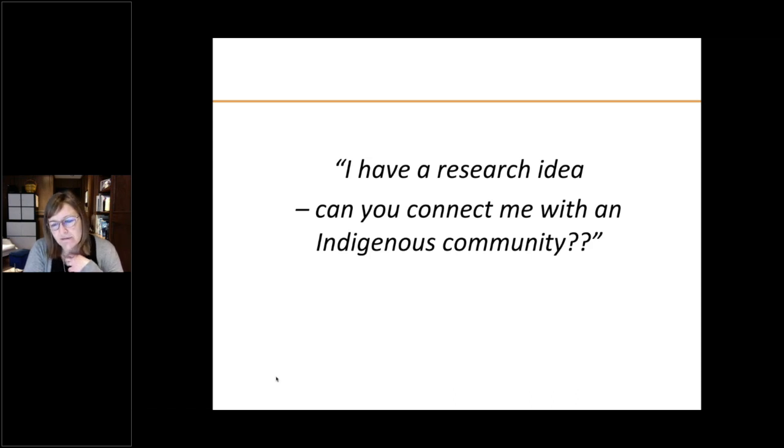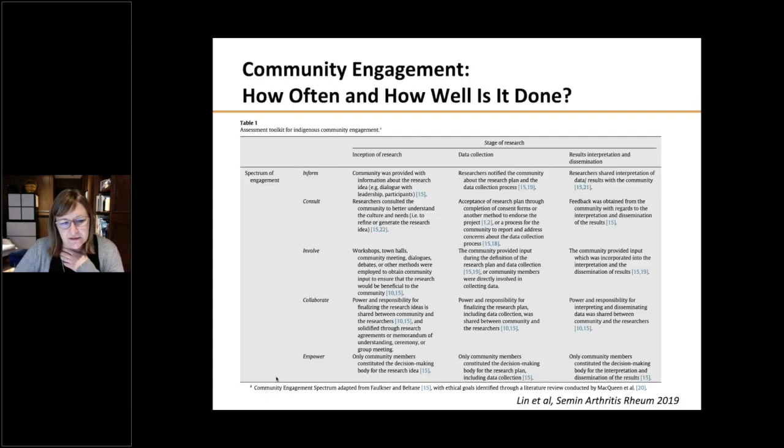And so we wanted to give people guidance around how to connect with a community and how to keep that relationship strong and fruitful for the community primarily, but also then for the researcher too. And so what we decided to think about was how we might want to promote community engagement along a spectrum.